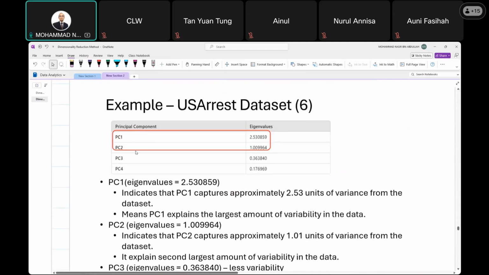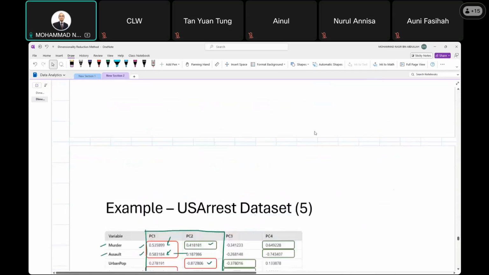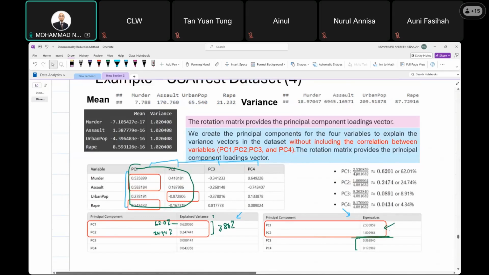The proportion of variance can also be calculated based on the eigenvalue. So to find how much variance is explained by the first PC, we take this eigenvalue, 2.530859, divided by the total of the eigenvalues. This is the same method as in singular value decomposition; in fact, this is the diagonal matrix. I already calculated for you, 2.53 divided by 4.08. The total of the eigenvalues is 4.08, so you get 0.62, which is equivalent to the proportion of variance.